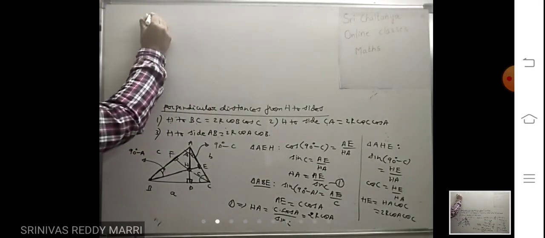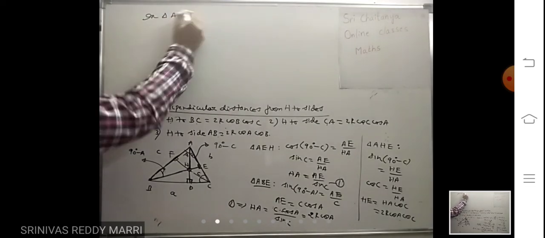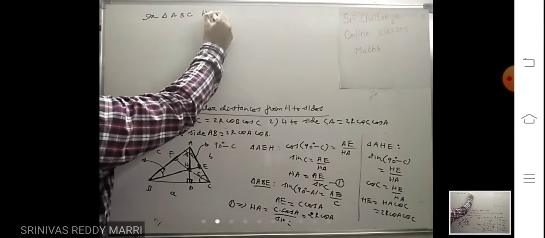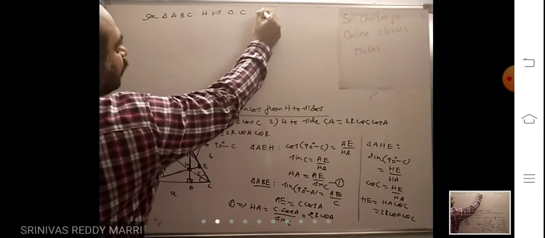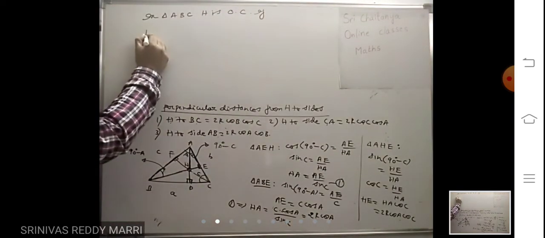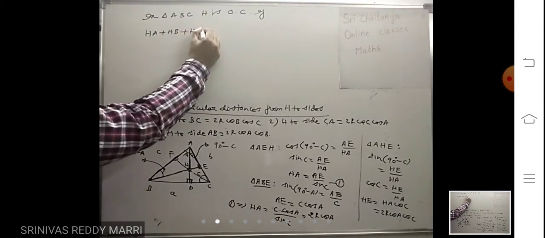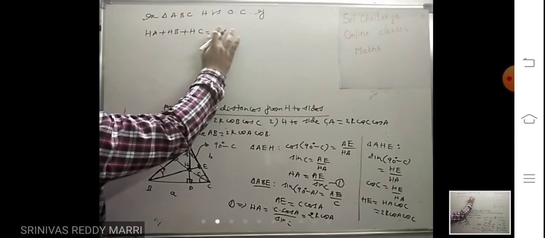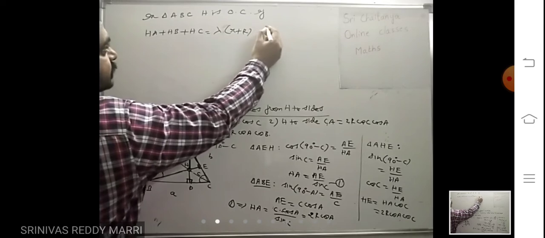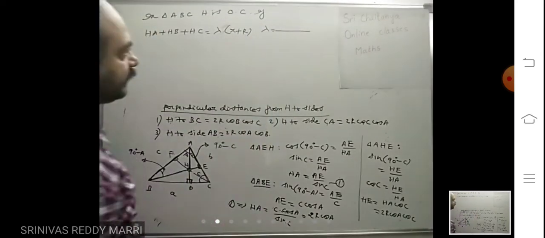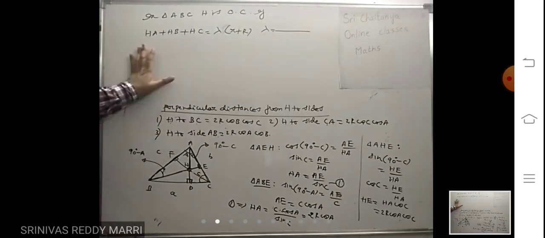A problem will be like this one. In triangle ABC, H is the orthocenter. Given HA plus HB plus HC equals lambda times (r plus R), lambda equals dash. Here small r means inradius and capital R means circumradius. Like this he will give.